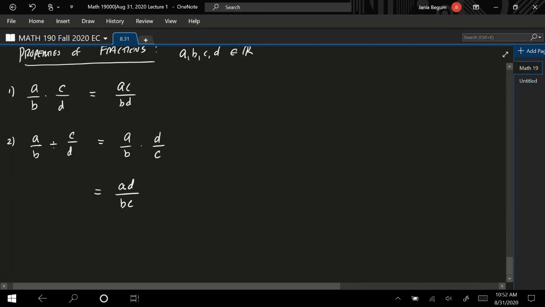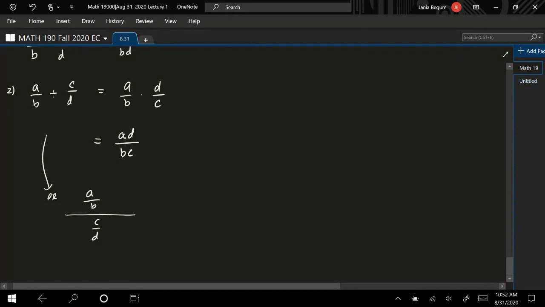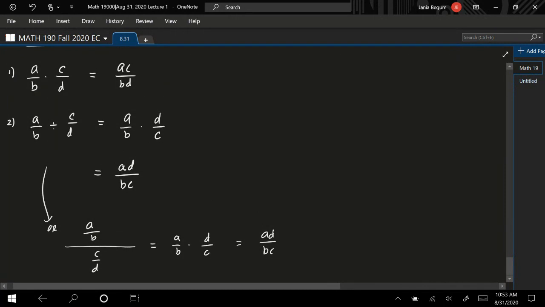Now, division can also be written in another way. So division can also be written this way: a over b over c over d. Right? So that's another way to write division. Again, you'll do the same thing. You'll keep the top fraction, a over b, change the division to multiplication, and reciprocate the bottom fraction. So that would be d over c. And then again, you get the same result, a times d over b times c. Okay? So very important, the first rule and the second rule. You will often see them with real numbers, so be familiar with them.